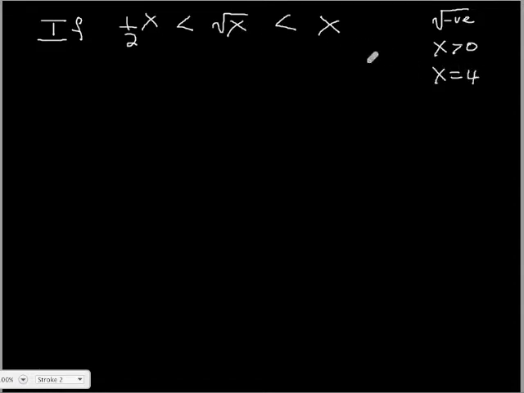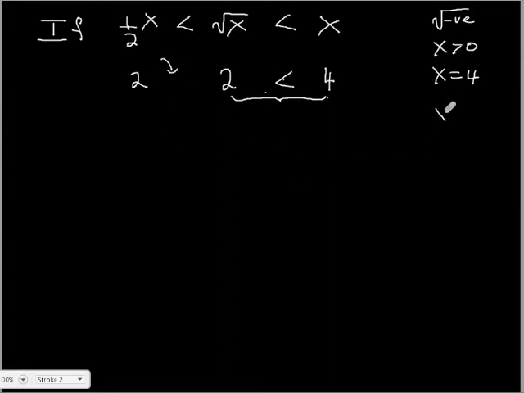So let me test x equals 4. So if x is equal to 4, half of 4 is going to be 2, and square root of 4 is 2, and this one we decided was 4. So this piece of inequality is okay, but it violates here. It doesn't work.